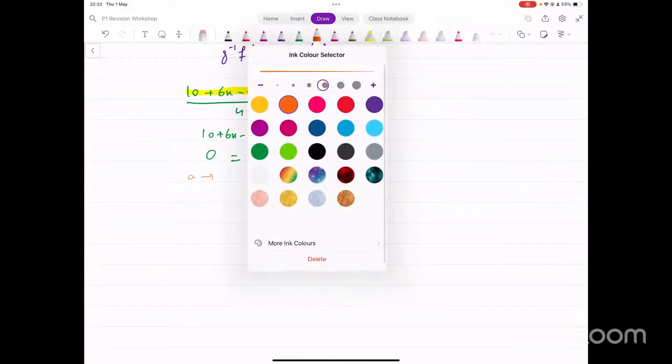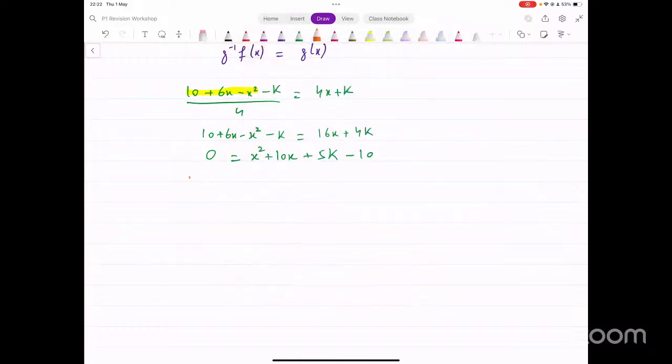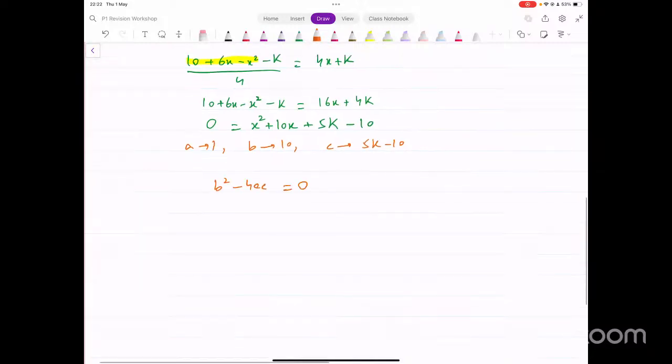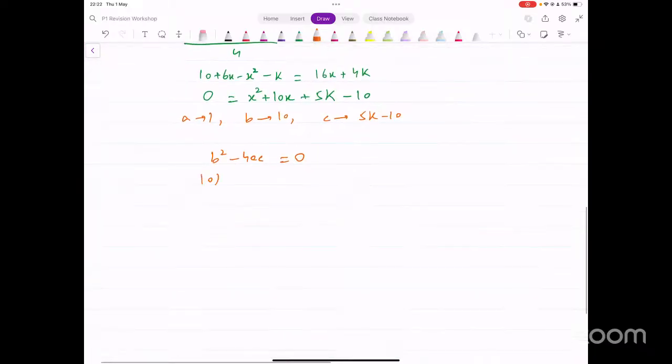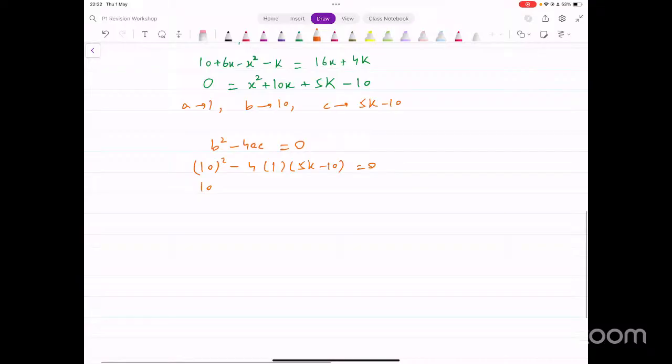Now we just put b square minus 4ac equal to 0. In place of a, we've got 1. In place of b, we've got 10. And in place of c, we've got 5k minus 10. So b is 10, that's 10 squared minus 4 into 1 into c, which is 5k minus 10, and this should equal 0. Simplify this: 100 minus 20k plus 40 equals 0. 20k equals 140. The value of k turns out to be 7.